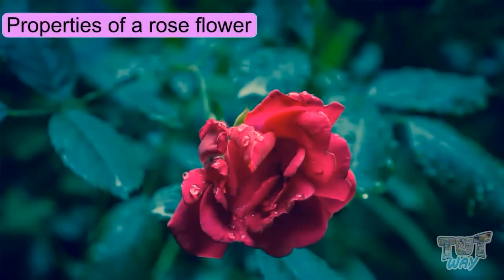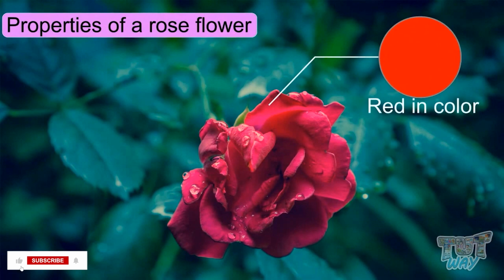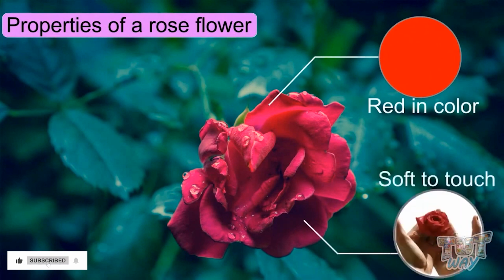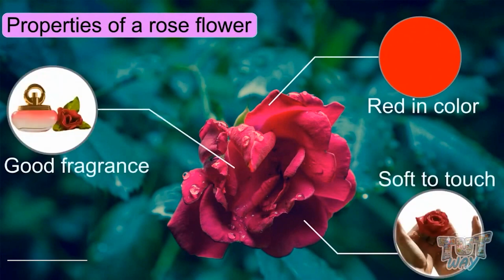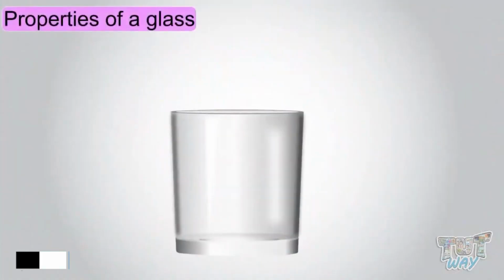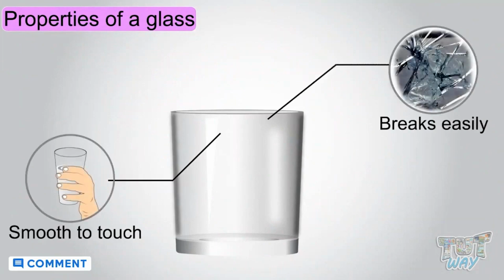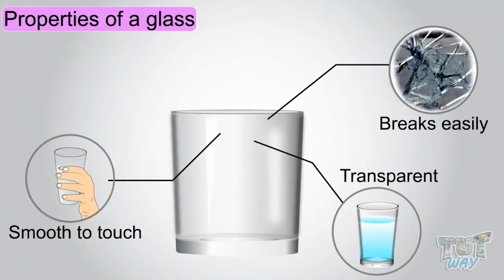Properties of a rose flower. It is red in color, soft to touch. It has good fragrance. Now let's see properties of a glass. Smooth to touch, breaks easily, and transparent.